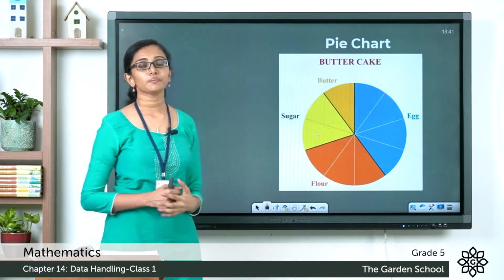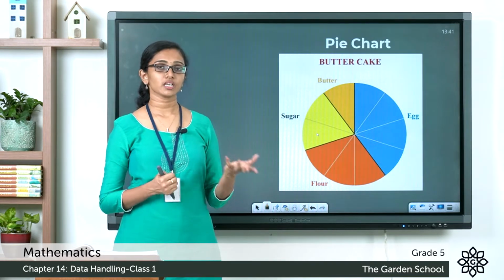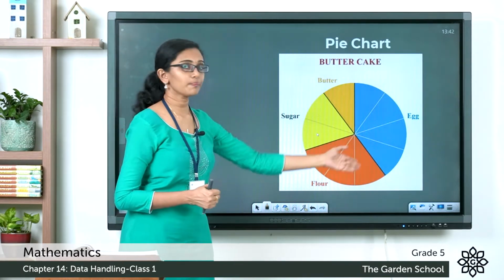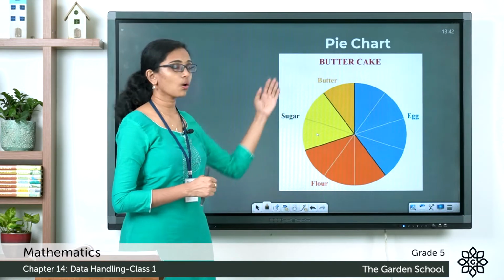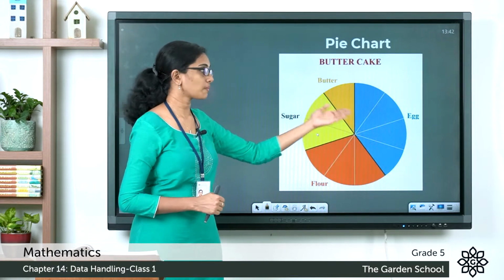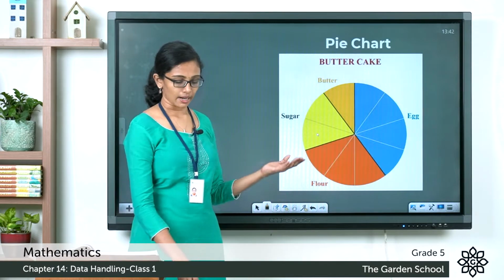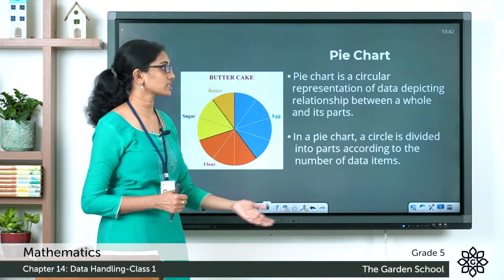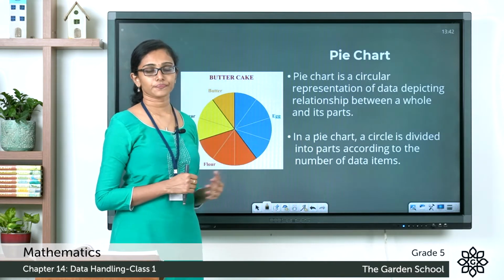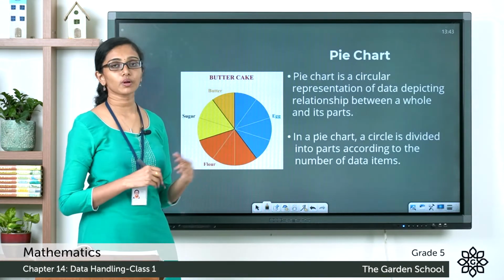Now let's learn about pie charts. So what is a pie chart? You can say a pie chart is a circular chart in which data is represented like the slices of a pie. So here you can see that a whole pie or a whole circle is divided into slices or parts to represent some kind of data. So you can say a pie chart is a circular representation of data depicting the relationship between a whole and its parts. And in a pie chart, a circle is divided into parts according to the number of data items.